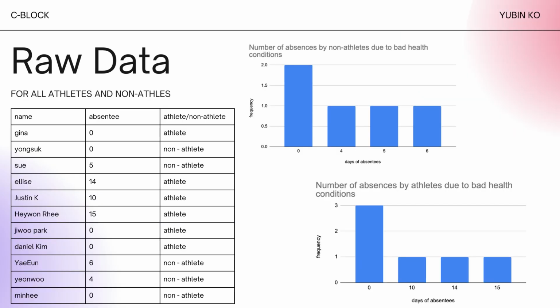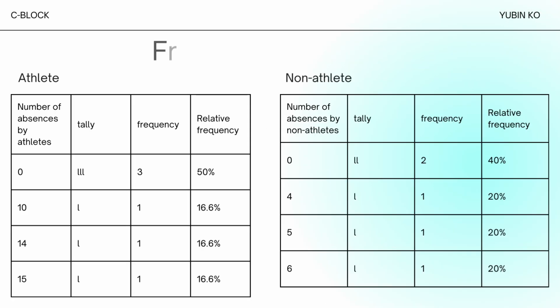This is my raw data. It shows the name, the number of absentees, and whether they are athletes or non-athletes. The column graph at the top shows the number of absences by non-athletes, while the one at the bottom is the number of absentees by athletes. This is the frequency table. The table on the left is about the athletes, and the one on the right is non-athletes.